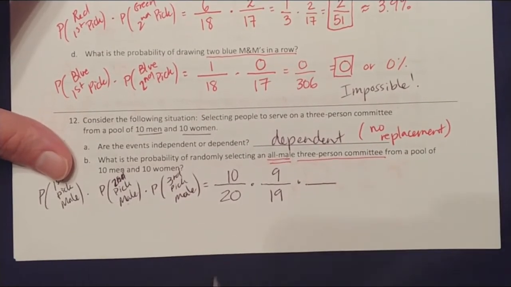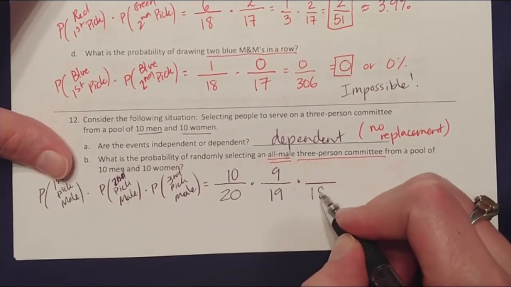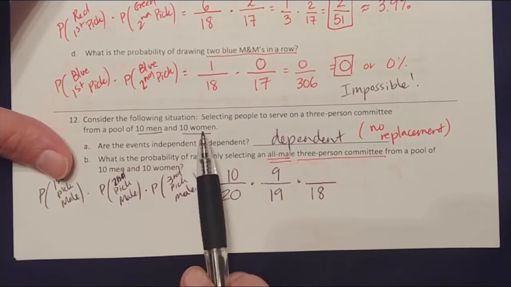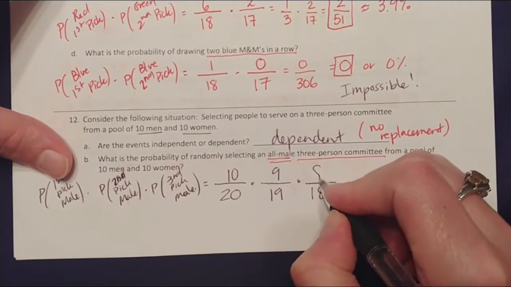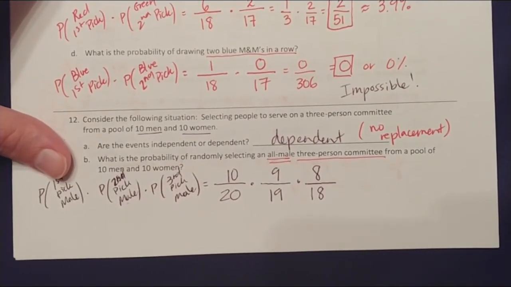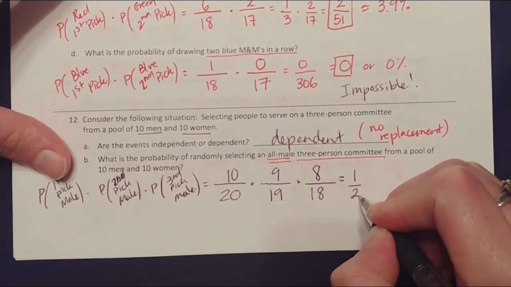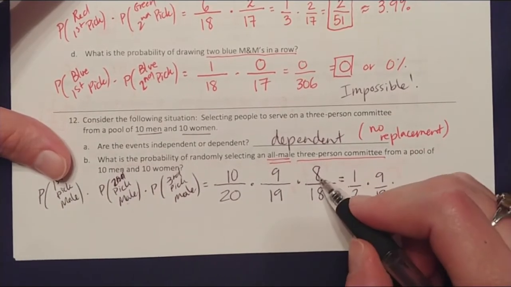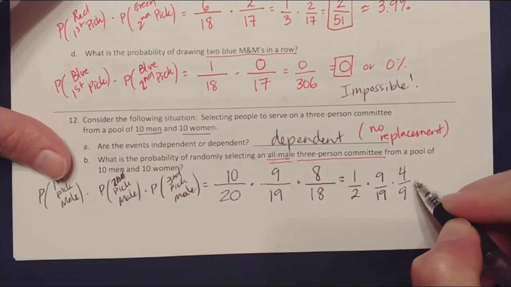And a third time to select a male, well, now we've already selected 1 person for the first position, another person for the second position, so now we only have 18 people left in the pool to choose from. And out of these 18, how many are men? Well, we didn't select any women, so all 10 of them, and then the 8 men that are left here. And there you go. So, if we simplify first, you're going to have 1 over 2 times 9 over 19, which cannot be simplified. And then 8 over 18 can be simplified by 2. So this becomes 4 over 9.